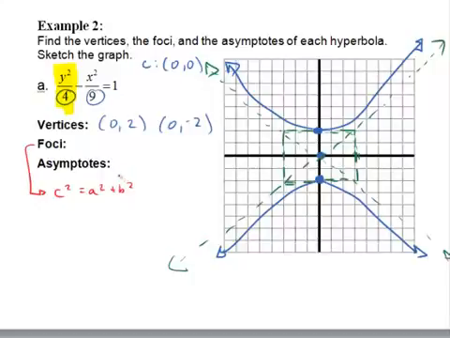For ellipses, it really did matter. A was always the larger number. For hyperbolas, it doesn't. We just take these two numbers and add them together. So 4 plus 9, c squared equals 4 plus 9. So c equals the square root of 13.